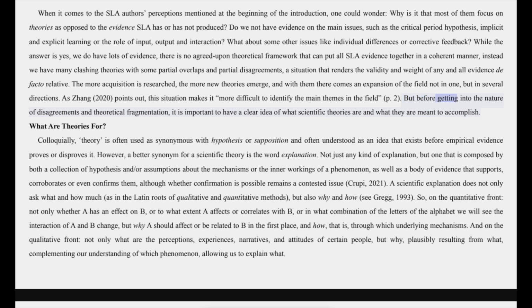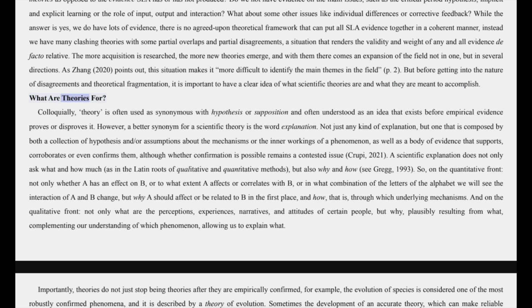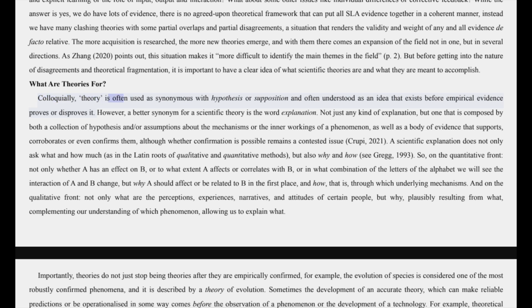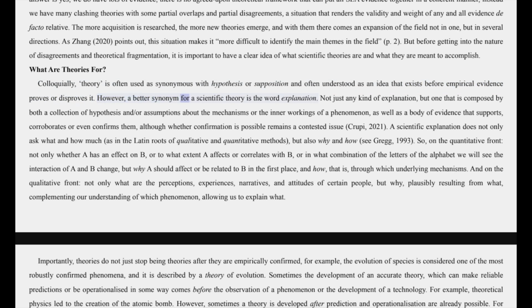But before getting into the nature of disagreements and theoretical fragmentation, it is important to have a clear idea of what scientific theories are, and what they are meant to accomplish. What are theories for? Colloquially, theory is often used as synonymous with hypothesis or supposition, and often understood as an idea that exists before empirical evidence proves or disproves it. However, a better synonym for a scientific theory is the word explanation.